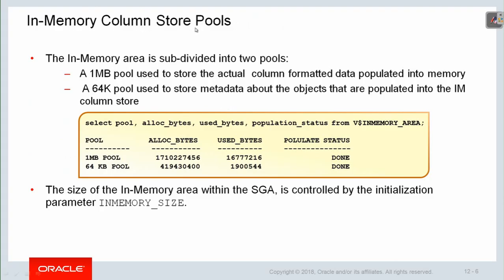In the in-memory column store, there are two parts of memory structures: one is the 1 megabyte pool and the other is the 64 kilobyte pool. And we can size the in-memory column store by using INMEMORY_SIZE. That's a component of SGA. So far, it's the same as 12c R1.